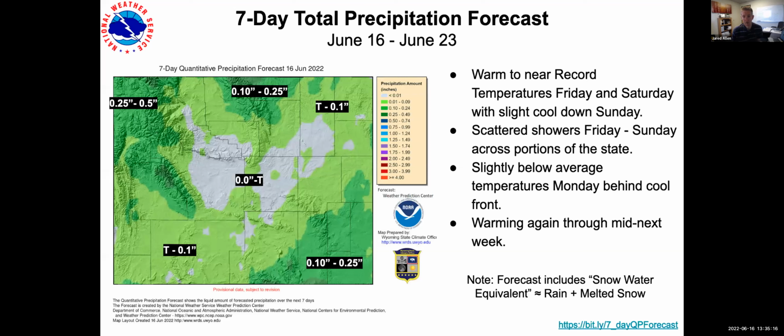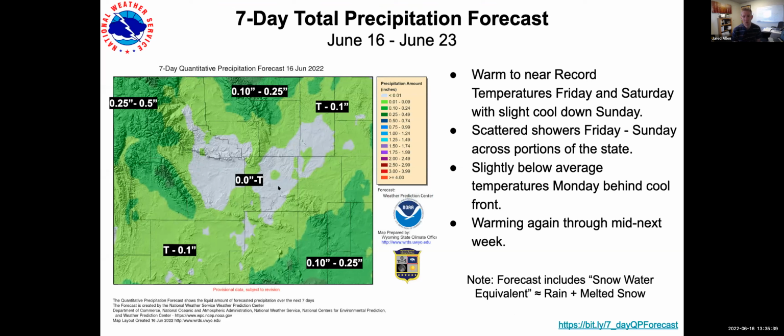I'm Jared Allen, National Weather Service Cheyenne, and here we're looking at the next 7-day total precipitation forecast from today through the 23rd of June. Unfortunately, right there in the middle of the state, lower terrain and the higher plains, not expected too much, maybe some trace amounts with some showers coming across tomorrow through the weekend.